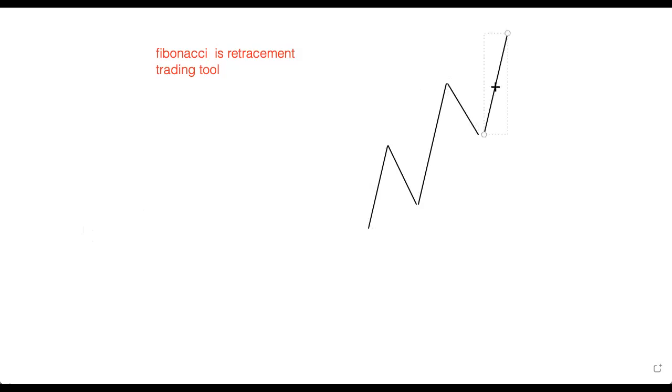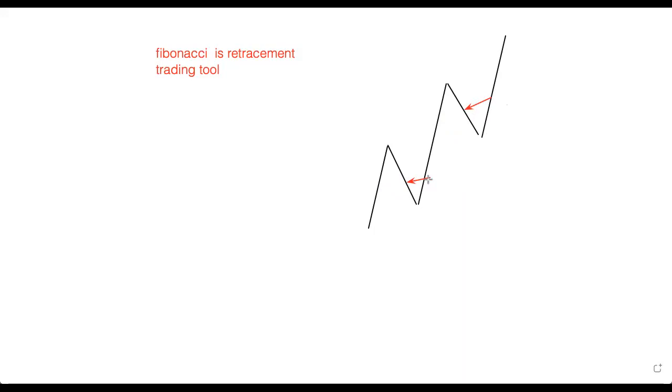Okay. So these ones are what we call retracements. These points over here. These ones are what we call retracements over here. Right. So retracements happen on an uptrend or on a downtrend.